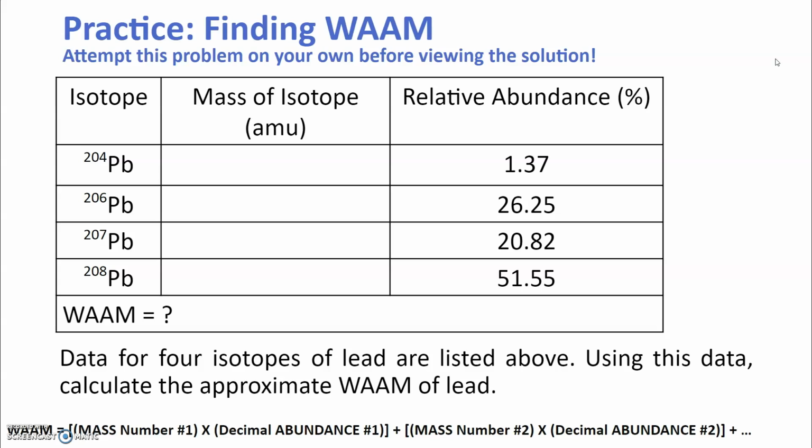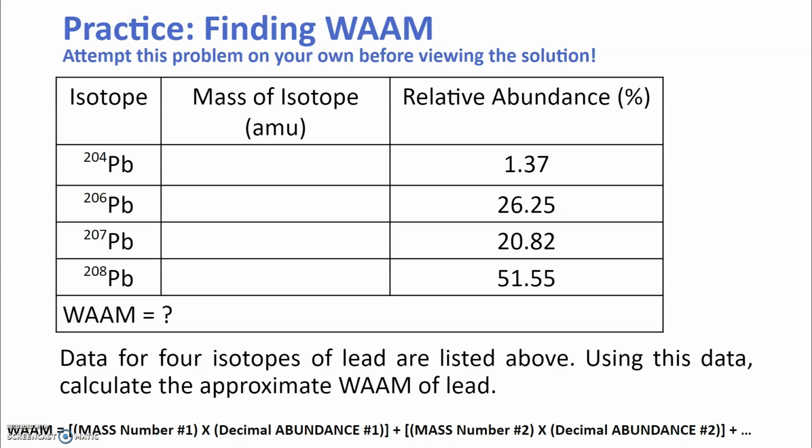So this is a quick practice of something you should already know how to do based on the POGIL yesterday. So you should take the mass number from the isotope symbol and use that as the mass of your isotope. And then it's asking you to calculate the weighted average atomic mass of lead. So you're going to use this data of its 4 isotopes to calculate the WAAM of lead. Please pause the video and try to work this out for yourself.